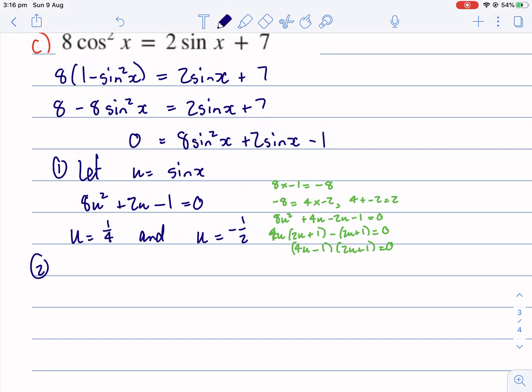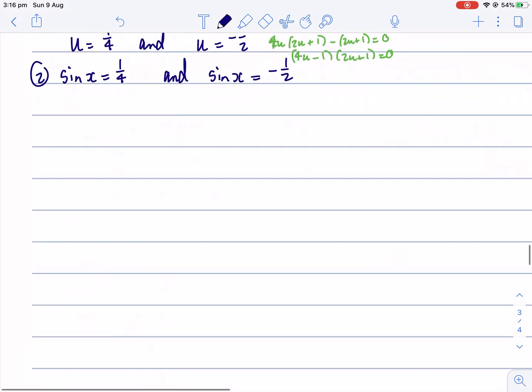Part 2, I'm going to sub sine x back in. So I've got sine x equals 1 on 4. Sine x equals negative a half. Now that negative half one we are going to be able to use a special triangle on, but 1 on 4 we aren't. So we're going to chuck it in our calculator.